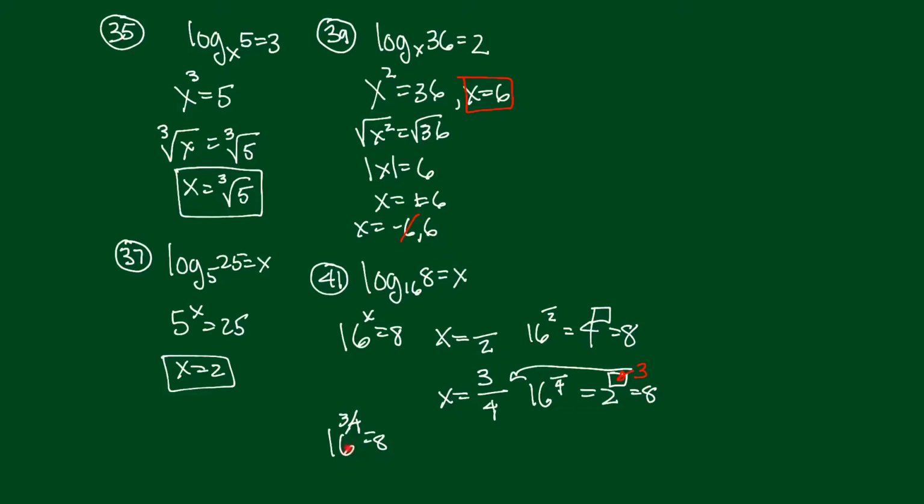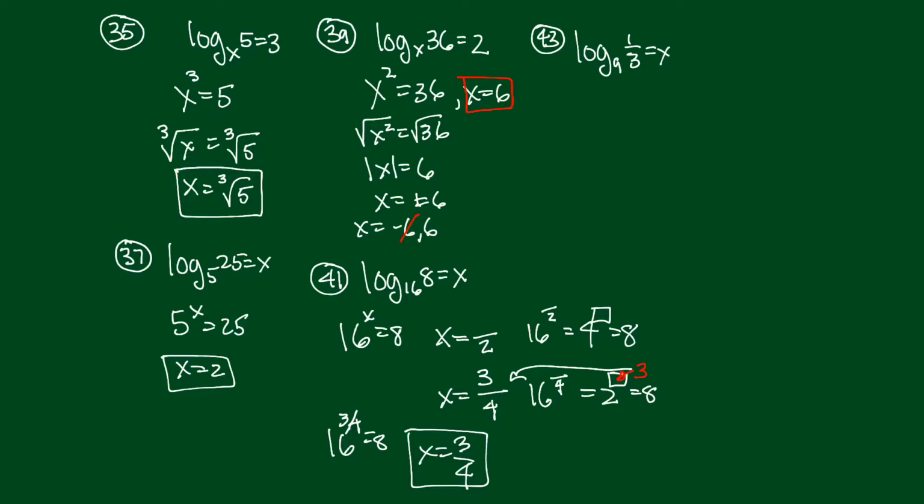The fourth root of 16 is 2. 2 to the third, right? The bottom number is the root: the fourth root of 16 is 2. The top number is the power: 2 to the third is 8. So our value for x is equal to 3/4. That one required some thought, didn't it?